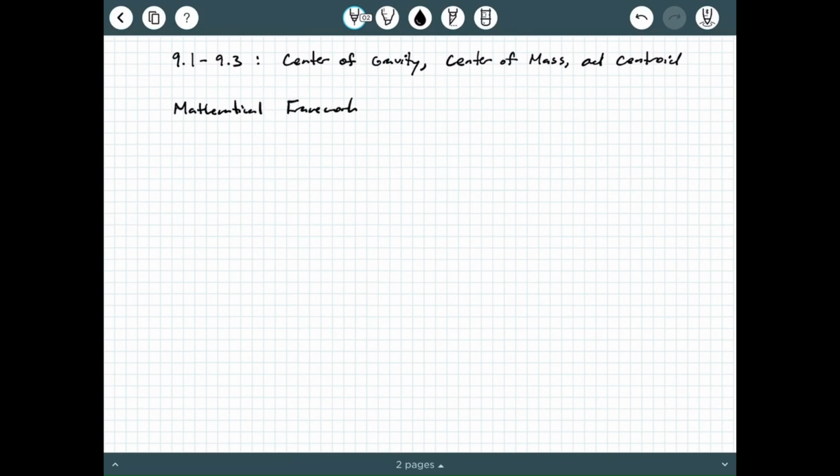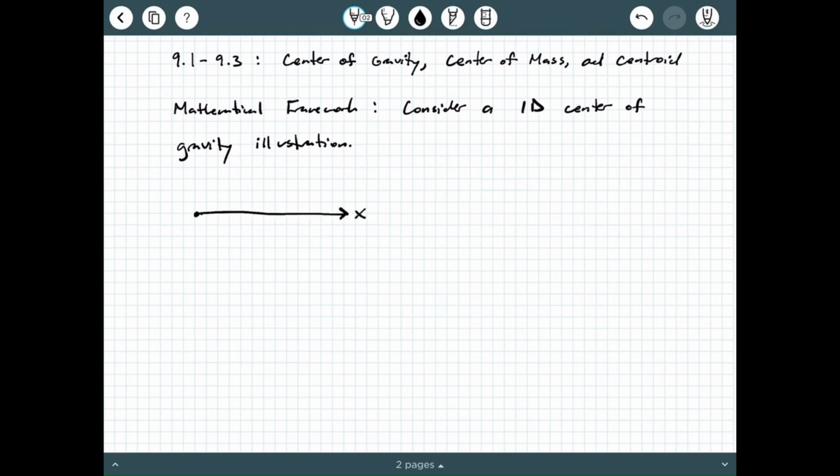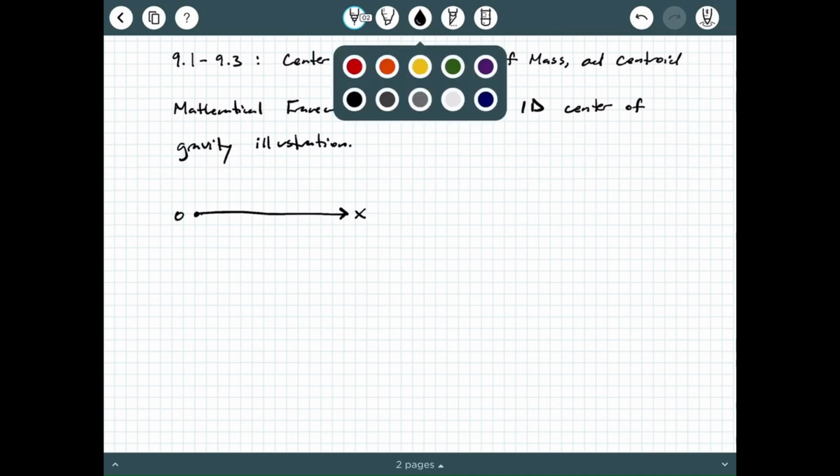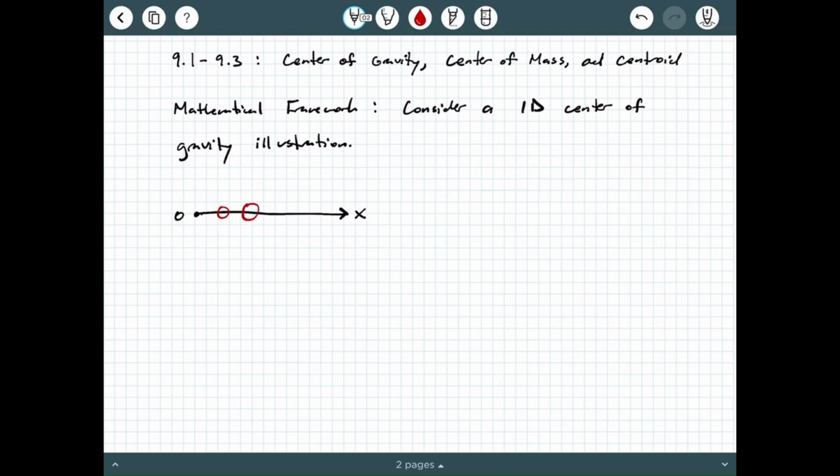mathematical framework, okay? And in order to set up this mathematical framework, we're gonna say let's consider a one-dimensional center of gravity illustration. Okay, so here's what I want us to do. I want us to consider the following. Let's say that we have some kind of positive x-axis and we have an origin over here on the left. Okay, and let's say that we have several objects that lie along this x-axis that each have their own weight.